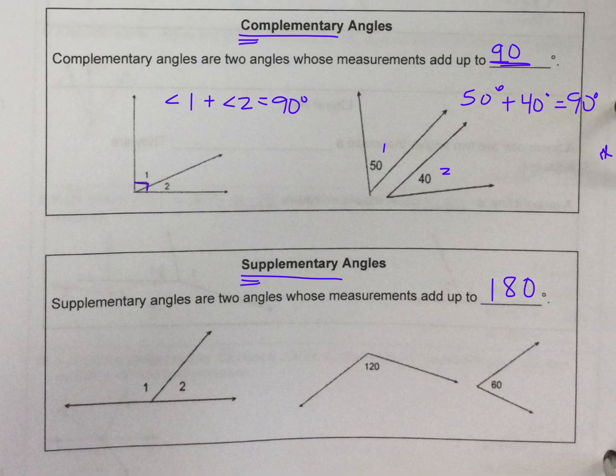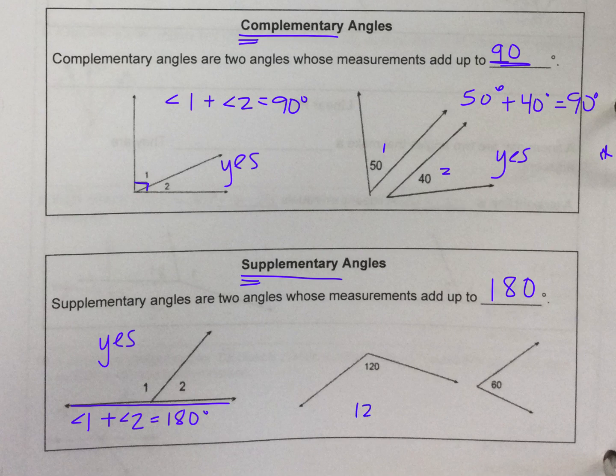I have angle 1 here and angle 2. They're on a straight line. Well, a straight line is 180 degrees. That tells me that angle 1 plus angle 2 equals 180. So yes, these are supplementary. And up here, both of these were yes. Here, I have 120 degrees. If I add it to 60 degrees, I get 180. So yes, both of these guys are also supplementary because they add up to 180.